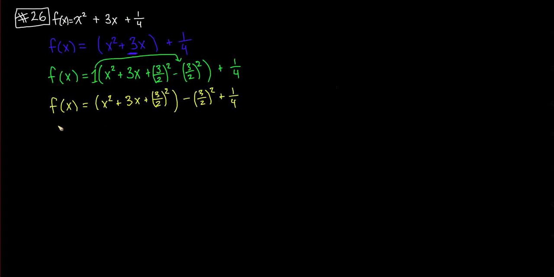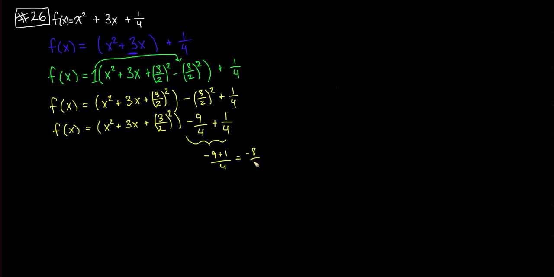Okay, let's simplify this a little bit. f of x is equal to, we're just going to keep what we have in the parentheses. So 3 times 3 is 9, and 2 times 2 is 4. When we add these two together, we get negative 9 over 4 plus 1 over 4, and that's negative 8 over 4, which is negative 2. So we can rewrite this as f of x equals x squared plus 3x plus 3 over 2 squared, minus 2.